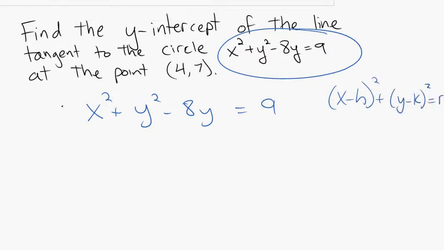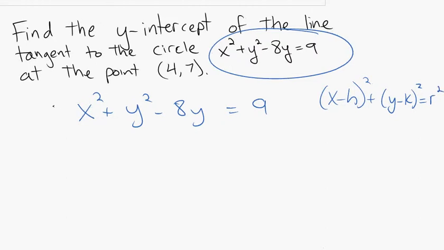We want it to look like this. In order to do that, we're going to need to do some factoring. In order to do some factoring, what do we need to do? Complete the square. This is a complete the square problem. Now, luckily, the x squared's done. There's no other x's, so there's nothing to factor there.